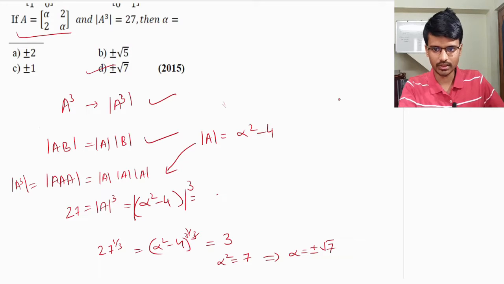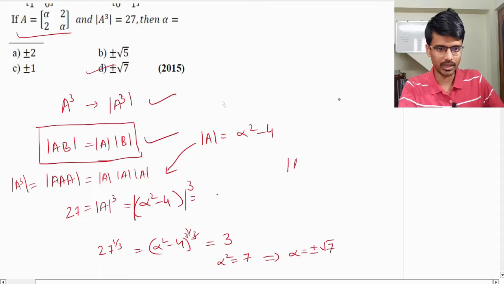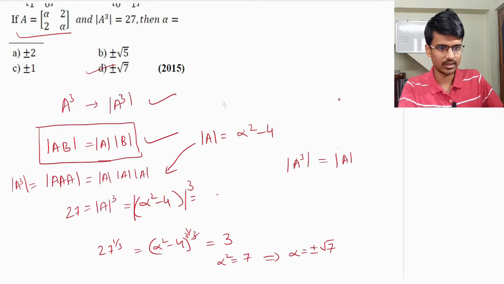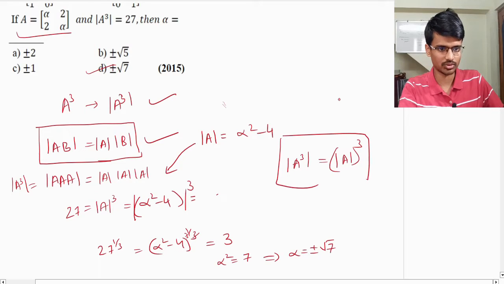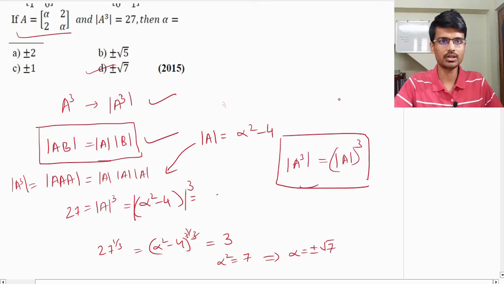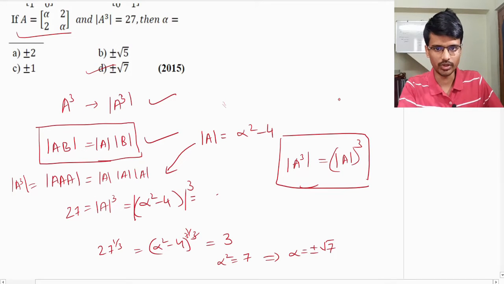So the smarter way that we used was using this formula. The main important step of this question is we wrote this as determinant of A cube. So this was the catch for this question. This way we can solve this question in a faster way. Okay, moving on.